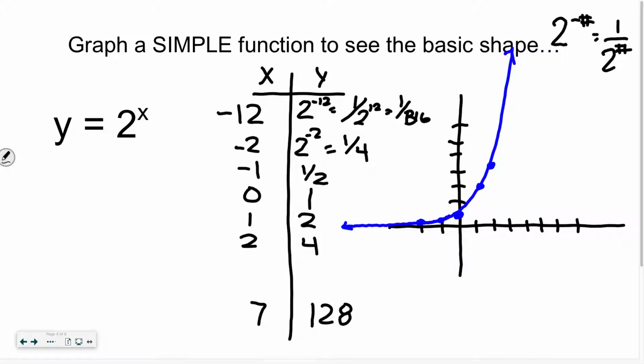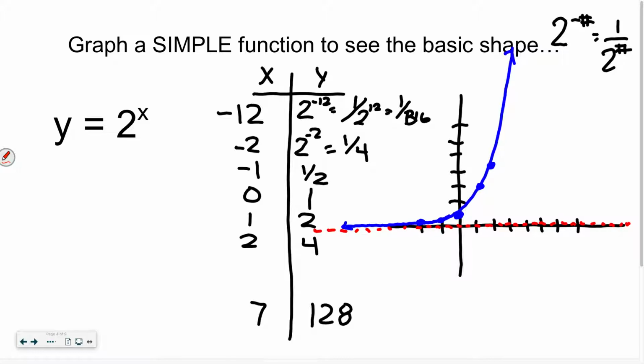Okay, this is exponential. Now, another thing that I'm going to want you to do on your graphs is draw this line that we're getting really, really close to but never touching. And it has a special name. Does anybody know what that line is called? You get really, really close to it and never touch it? That looks like a parabola. Or a half parabola.